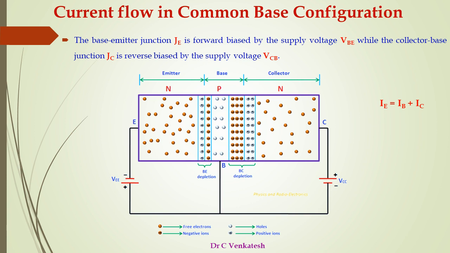Similarly, the electric current produced at the base region is also primarily due to the free electrons from the emitter region. Therefore, the emitter current is greater than the base current and collector current. The emitter current is the sum of base current and collector current. IE equal to IB plus IC.